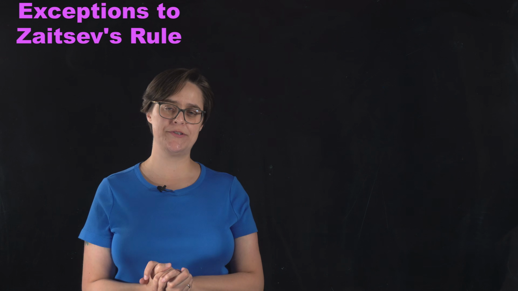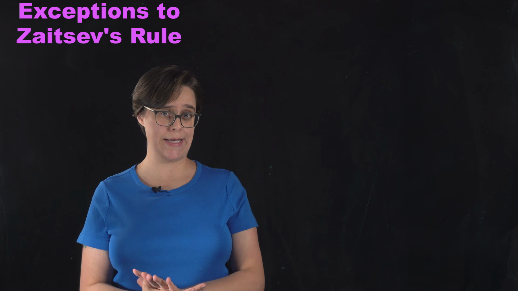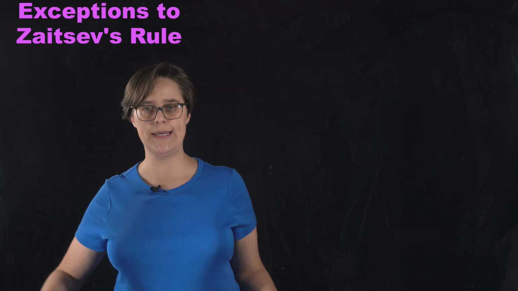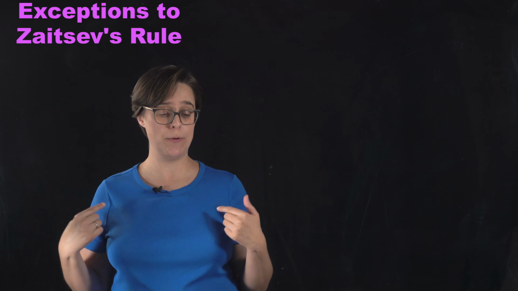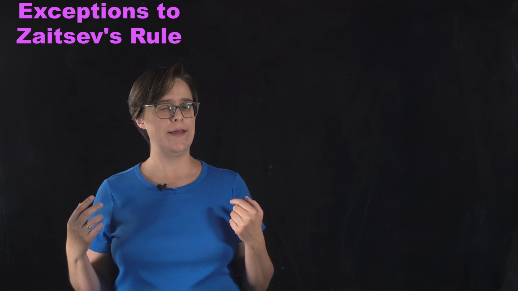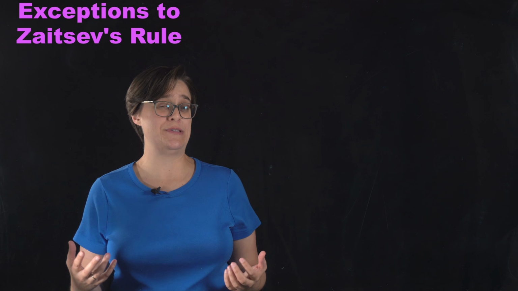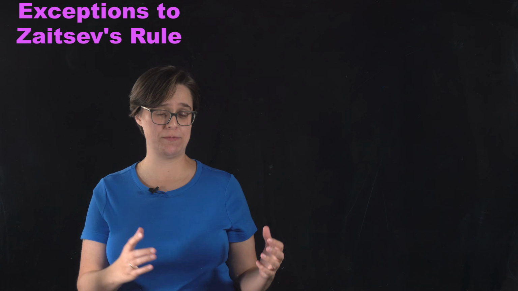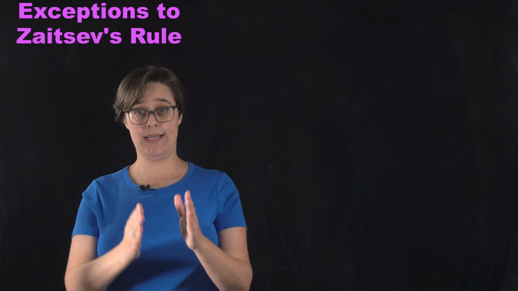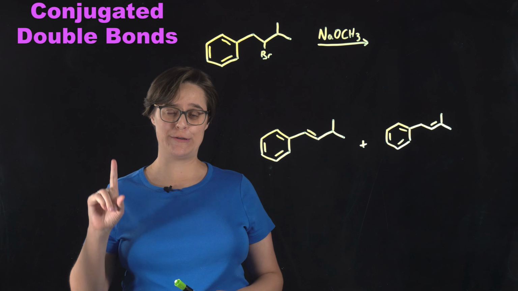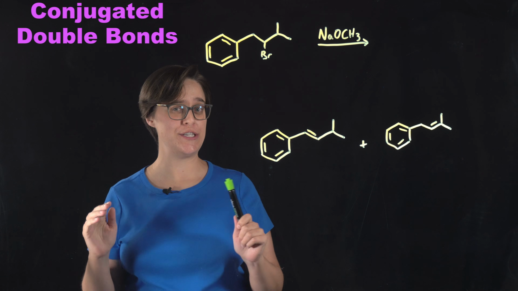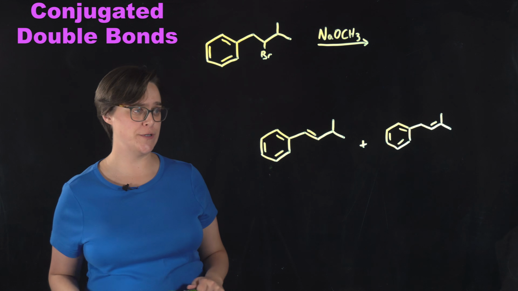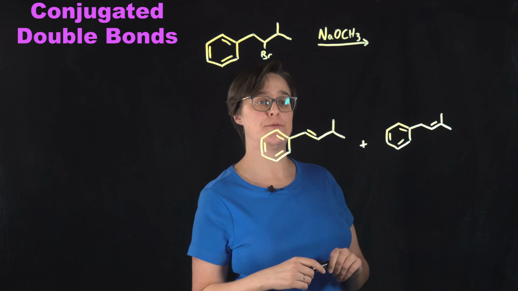Now, as scientists, we do the best we can with the information that we have. And that is exactly what Zaytsev was doing. But we know more now, and there are a number of cases where Zaytsev's rule doesn't work and the anti-Zaytsev product predominates. Let's talk about those. So first, Zaytsev's rule does not work when conjugated double bonds mess it up. So first, let's figure out what Zaytsev's rule would say.